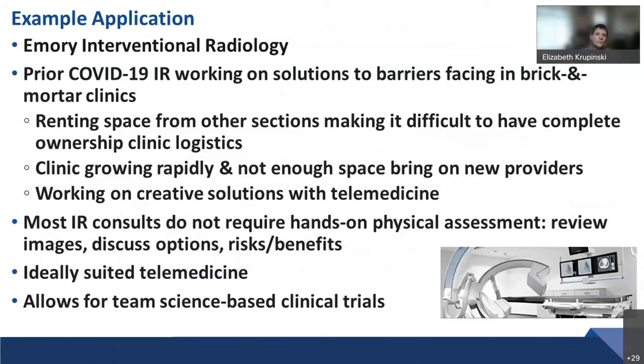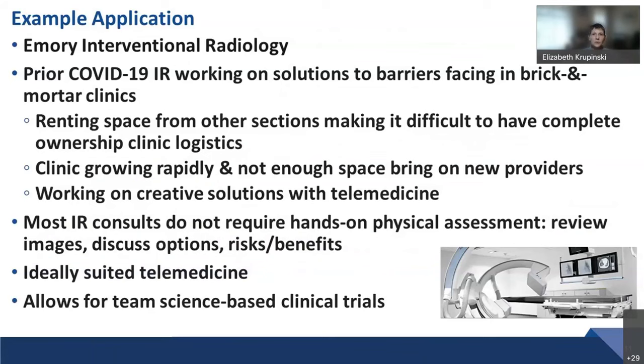I'd like to give another example. This is here at Emory in our interventional radiology team. Now, people seem to think of teleradiology. Yeah, it's been done. We've been doing it for 25, 30 years. You ship the images here, there. The radiologists sit in their little dark dungeons and read the images. That's it. Well, interventional radiology is very different. Our providers interact intimately with patients. They do interventions, they do procedures, and so on.